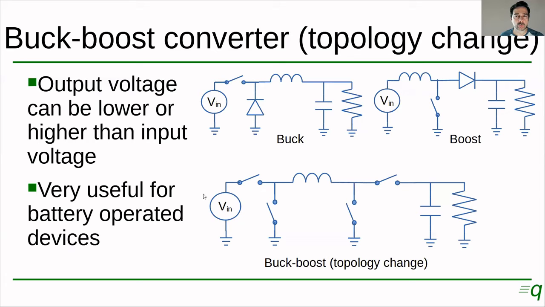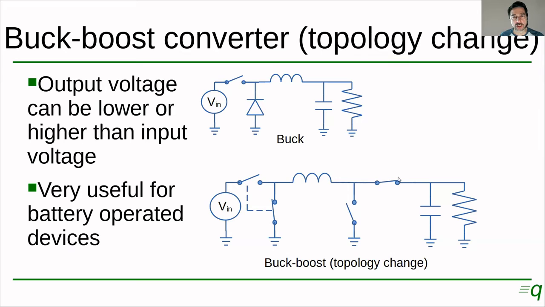So when we have 3.7 volts, we want to lower the voltage to 3.3. And as they discharge and say they are at, for instance, 3.2 volts, we want the voltage to increase to 3.3. So this is a circuit that can take care of that, okay? So let's see how this circuit can change topology to act as a buck or a boost converter.